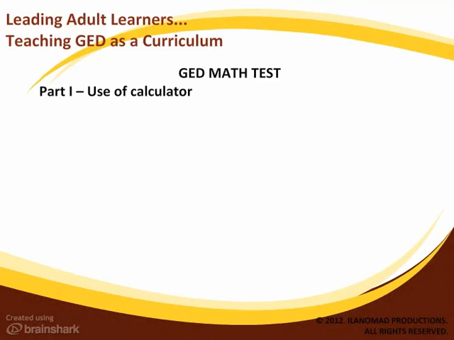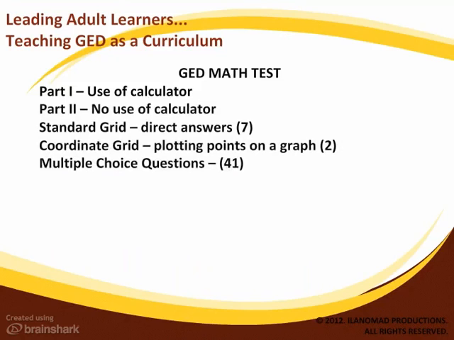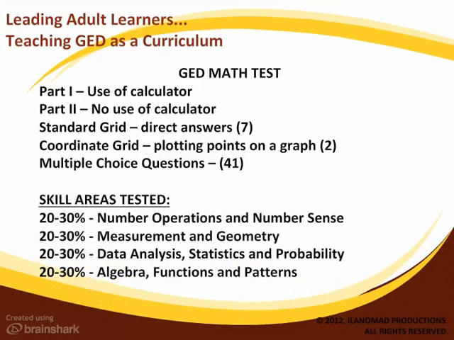Math is a two-part test. On part one, you can use the calculator. On part two, you cannot. There are 50 questions. Seven of those are direct answer questions. There's no multiple choice. You just have to find the answer. There are two coordinate grids where you have to plot points, or find slopes or things like that on a coordinate grid. And then there are 41 multiple choice questions.